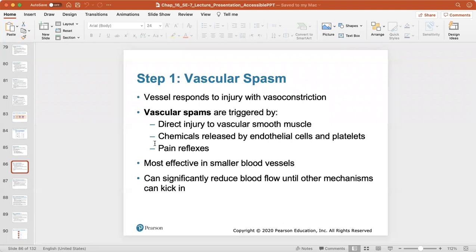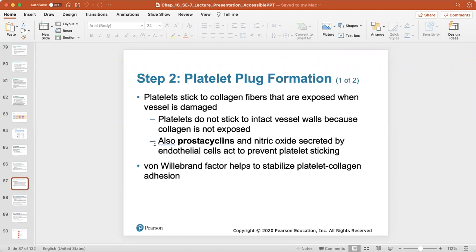Vascular spasm is step one. It's triggered by some sort of injury, and it can significantly reduce blood flow. It's just when a vessel responds to injury by vasoconstricting. So that's a vascular spasm.